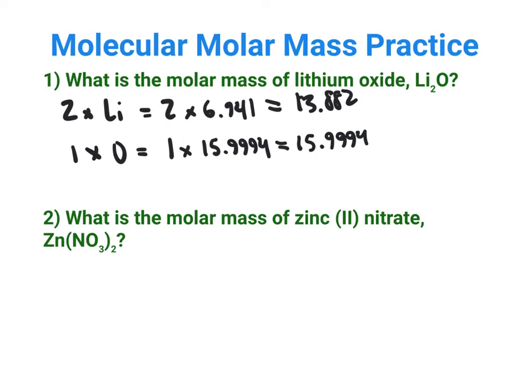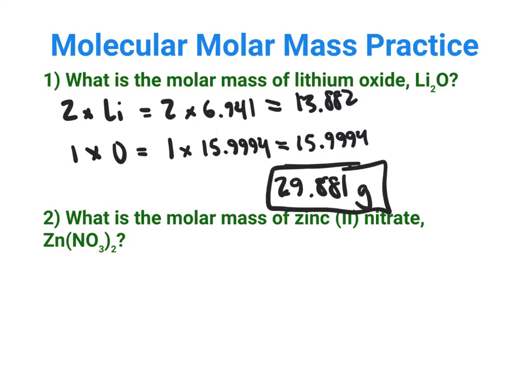And then I just add these two together. And when I add these two together, I get a total of 29.881 grams. So let's do the second one. What's the molar mass of zinc nitrate, Zn(NO3)2? In this case, I have 1 zinc, so that's equal to 1 times 65.39, so we know that that's going to be 65.39 grams.